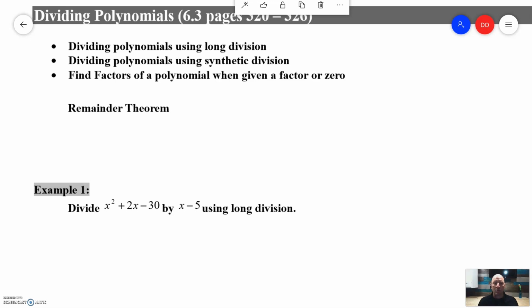We're just going to look at two more methods. One is long division and one is called synthetic division. I hope you like the synthetic division version better by the end. But in order to understand where synthetic comes from, we have to handle long division first. So long division is a concept you've seen before.